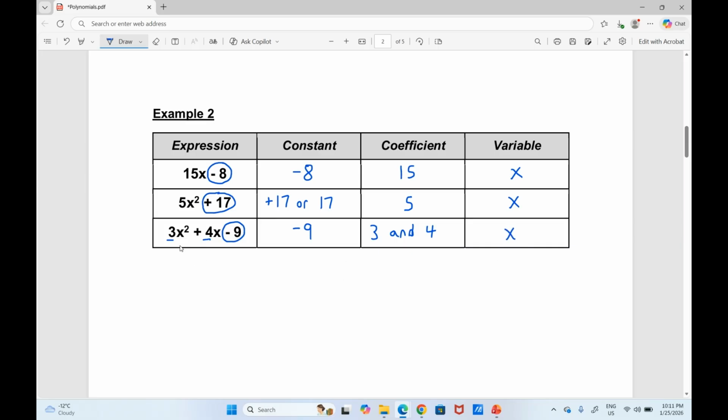I don't have to write my variable as x squared and x because if I know x, I can find x squared because x squared is just x times x. So I only have one variable, which is x. Now, if this was x squared and then I have 4y instead, then I would have two variables. But in this case, I only have one variable, which is x.